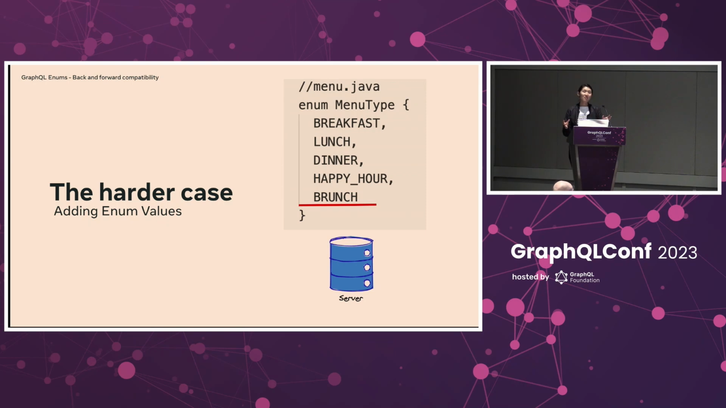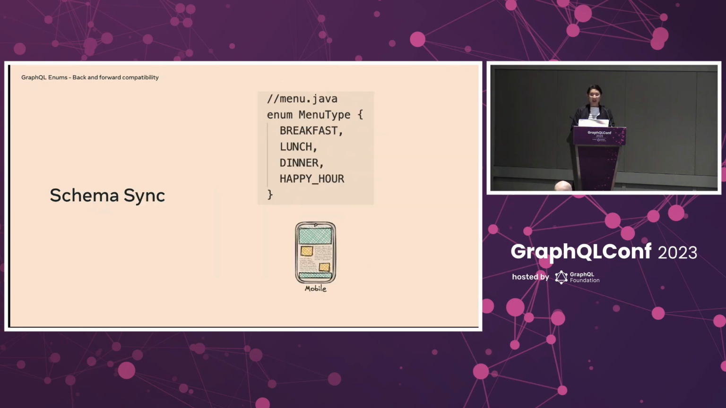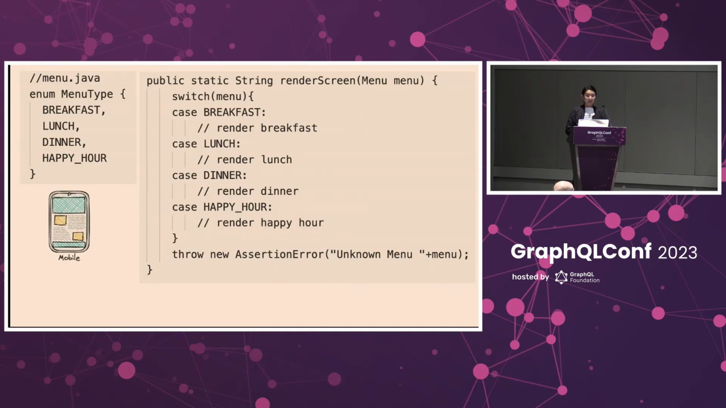Now, I want to talk about a more interesting one, and this has caused many, many breakages, at least at my company: you can add values to your enum and still cause a backward incompatibility issue. So in this case, let's say we're going to support brunch. This is a new value, right? And recall that we have a schema sync, right? Initially on the Java side, we have these 4 values on Android. We don't know about happy hours. And here is why we're going to have a problem.